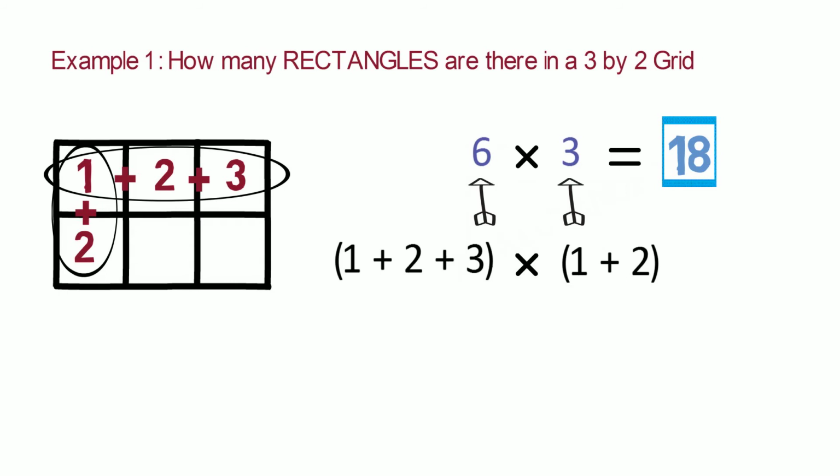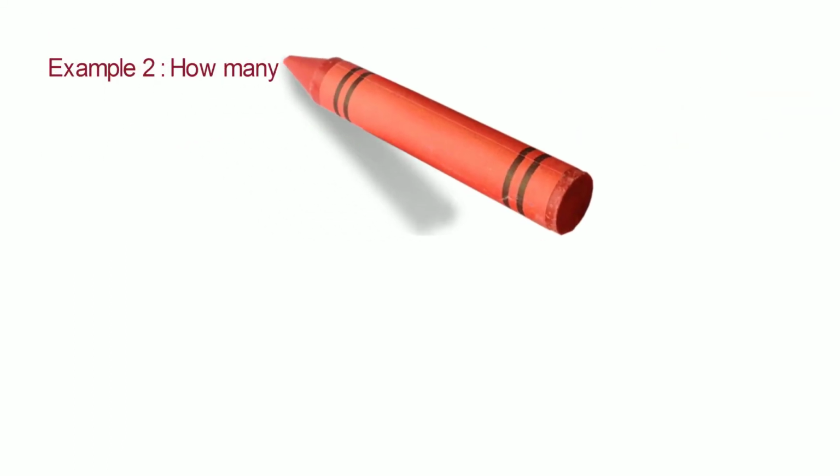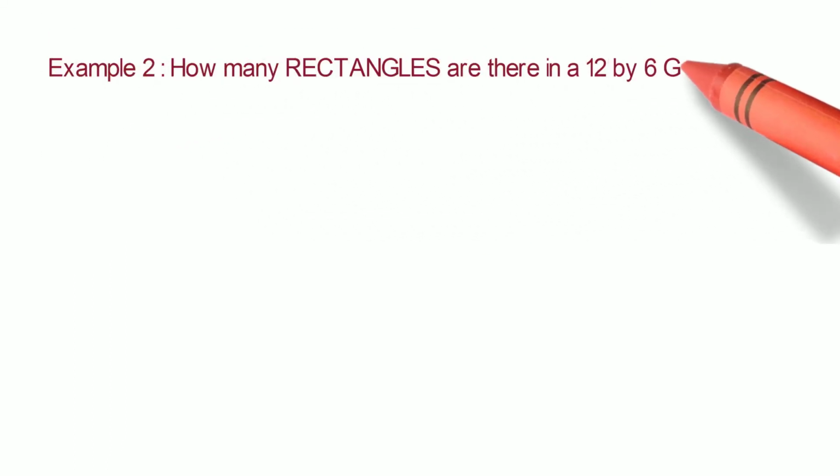So now let's reinforce this concept by taking up a bigger example from my own book, Campus 500. And this type of question is frequently asked not only in campus placement exams but also in other exams like SSC and banking. The question is, how many rectangles are there in a 12 by 6 grid? Let's do it super fast.